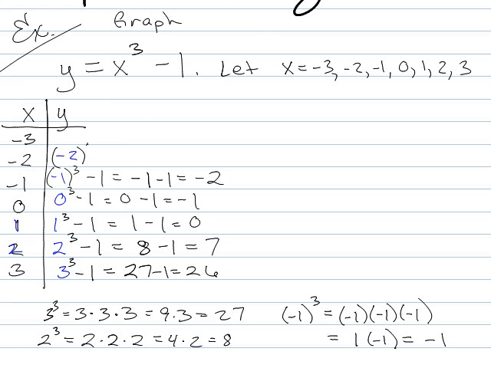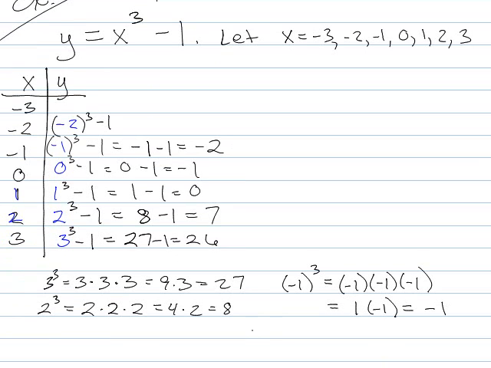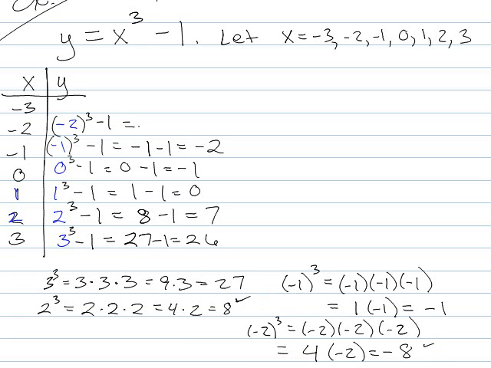-2 cubed minus 1. And I'll just show you that again. So we've got -2. So -2 times -2 is +4, but then times -2 again is -8. So here it was 8, here it was -8. So we've got -8 minus 1 is -9. And finally we've got -3 cubed minus 1. And that, if we look down here, we can see that's -27.